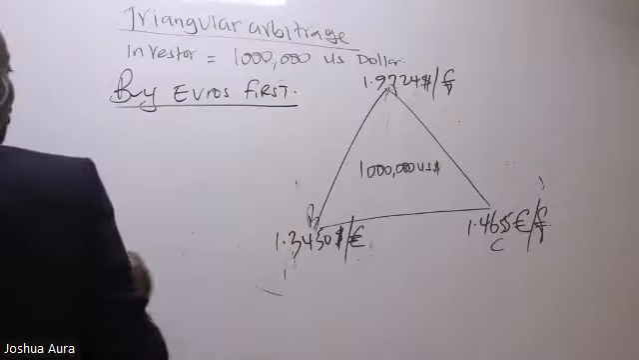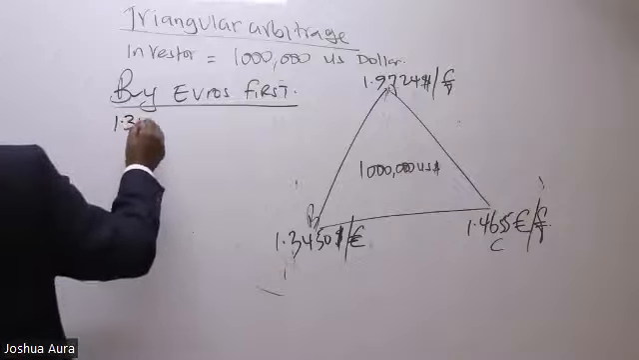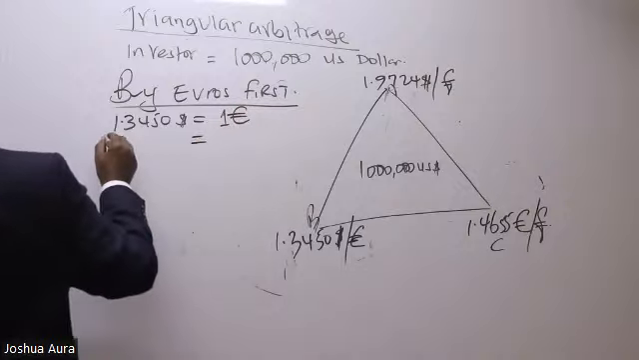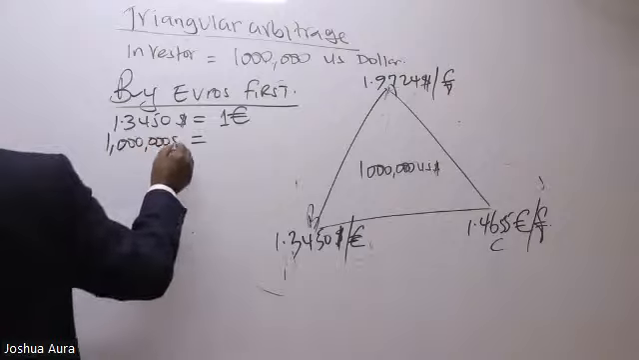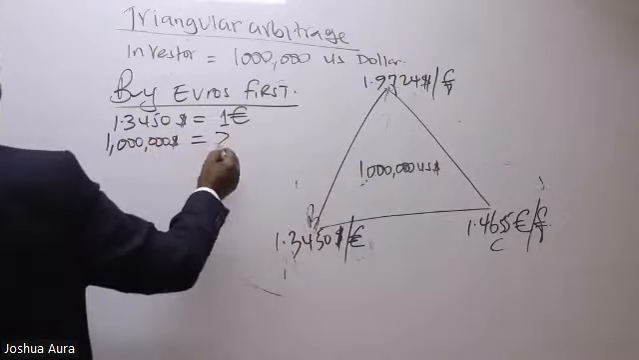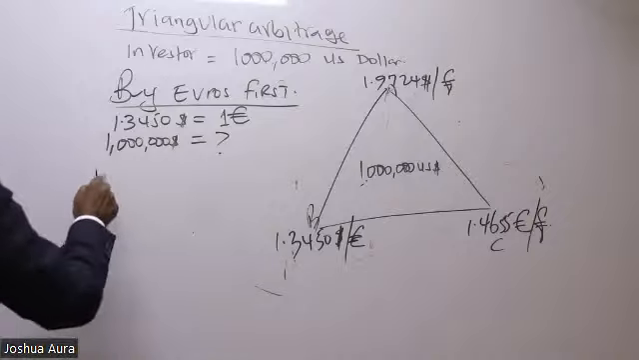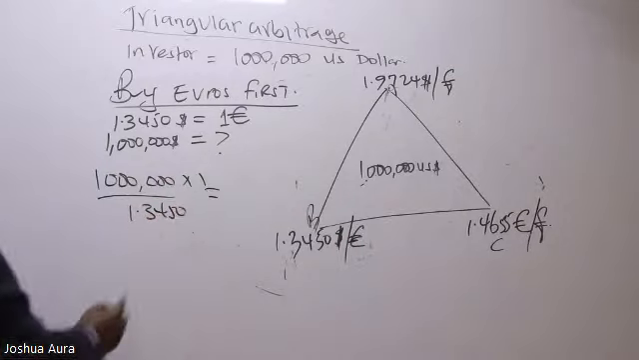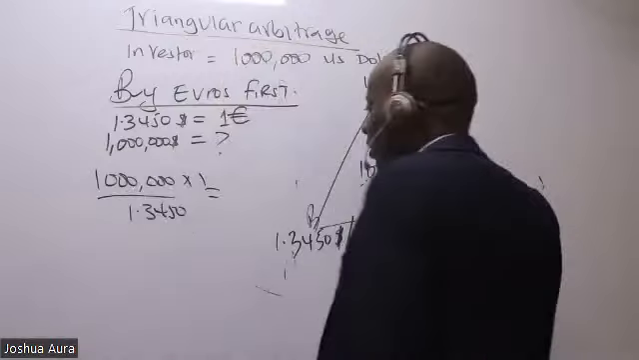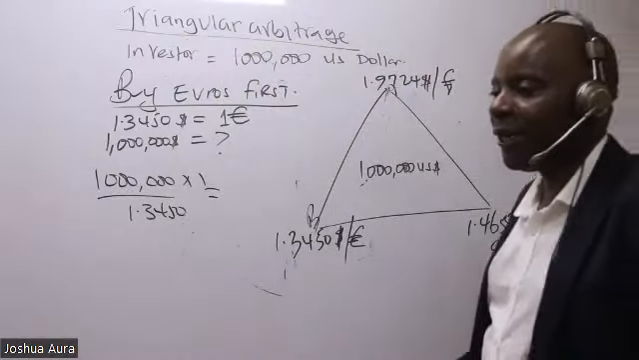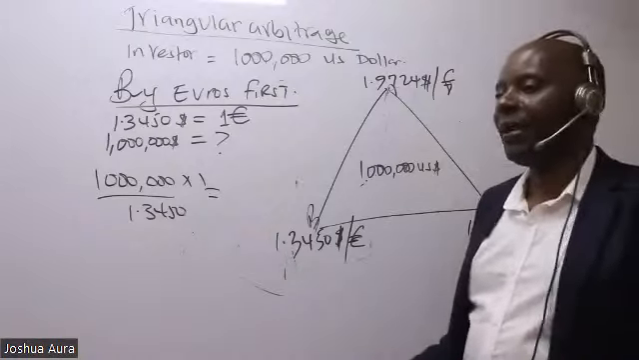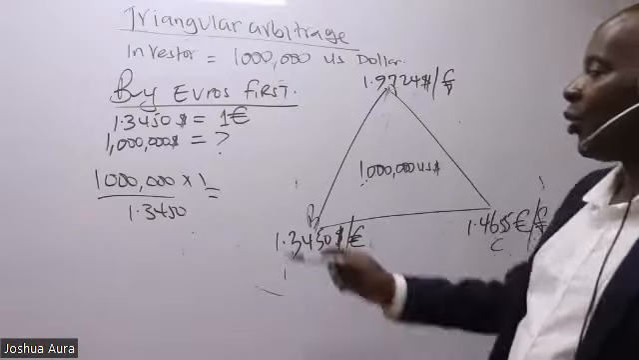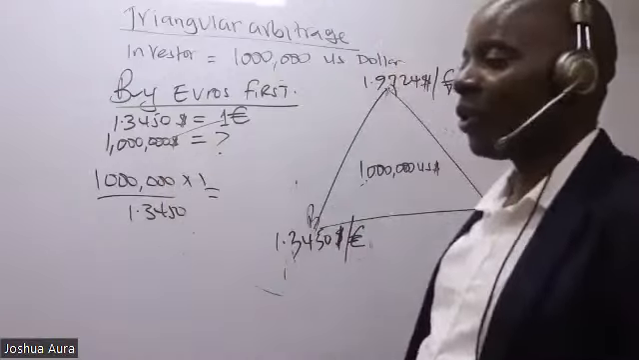Great. So I can see $1.345 equals €1. How about the $1 million that I have now? So cross multiply. It will be 1 million times 1 over 1.3450, which will end up giving us what figure? We start by buying euros first. When you cross multiply, it is this divided by this. So what are we getting?